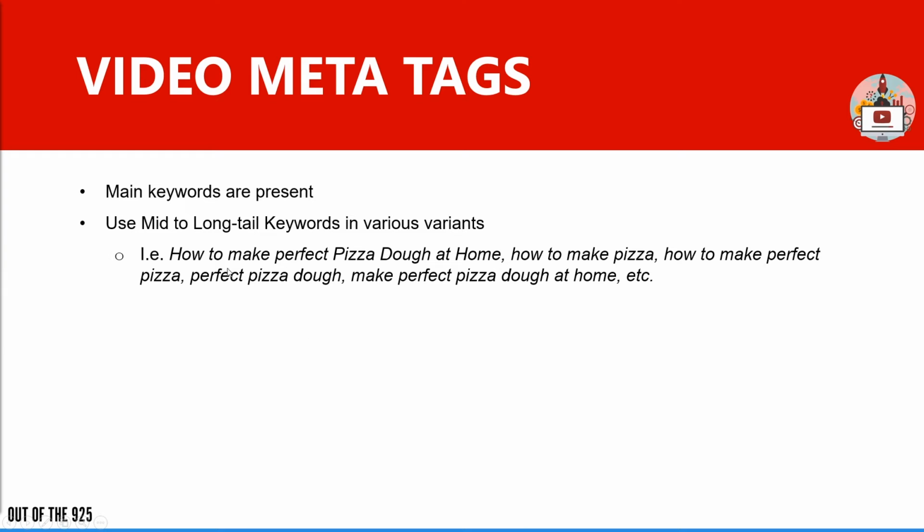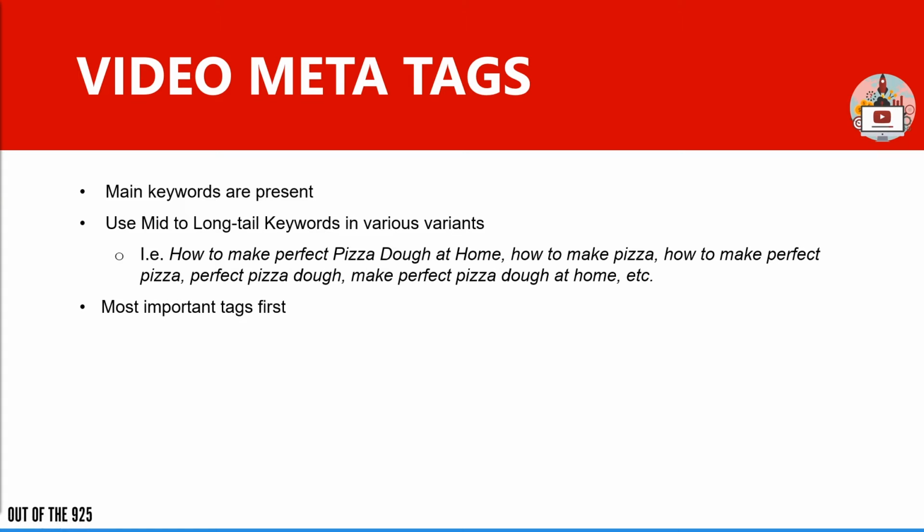So you'll take your title here and then look at what variants we can put in here. So pizza dough we could add there, pizza dough at home, pizza at home, how to make pizza at home, etc. Alright, so look for some mid to long tail keyword variants that people are searching for and then include those in your meta tags.